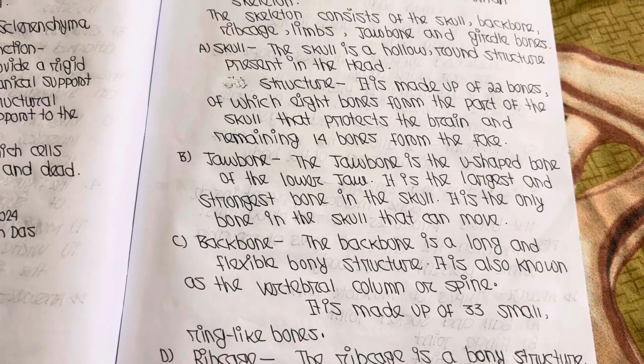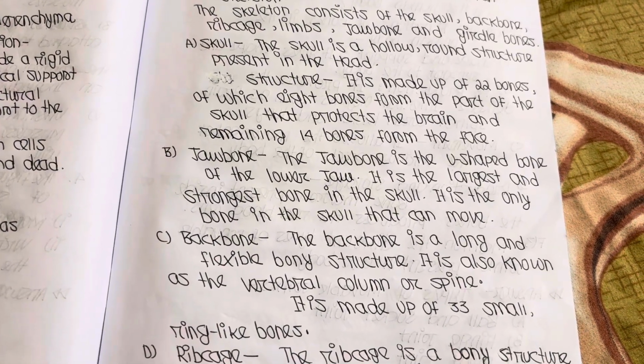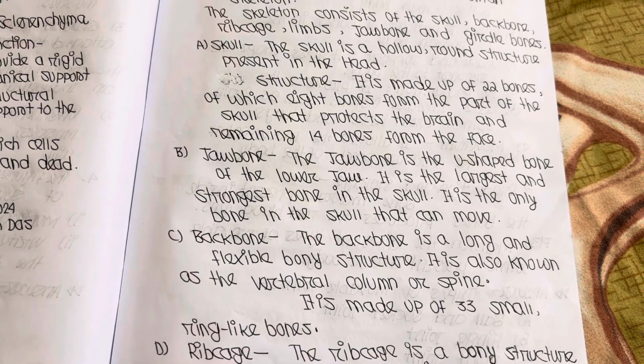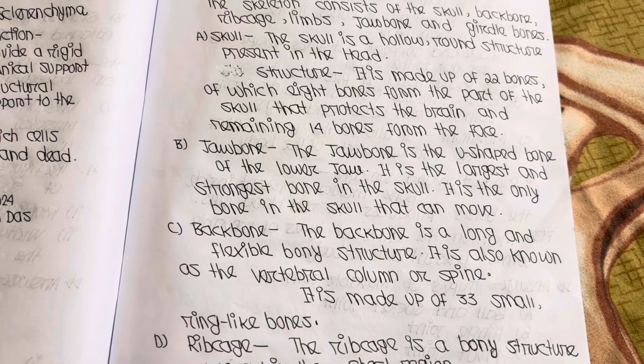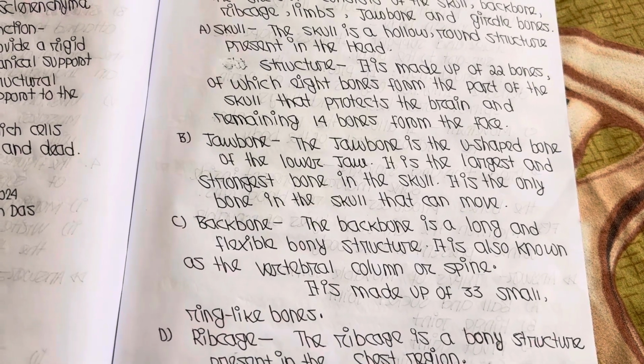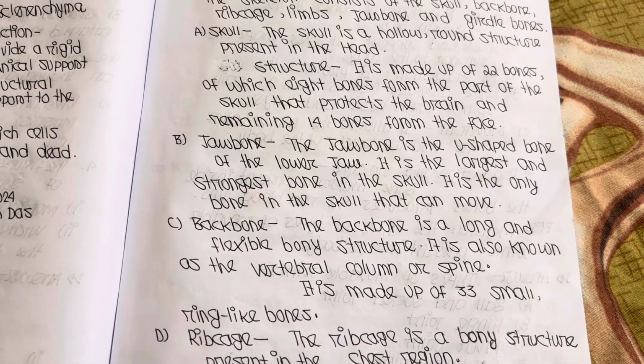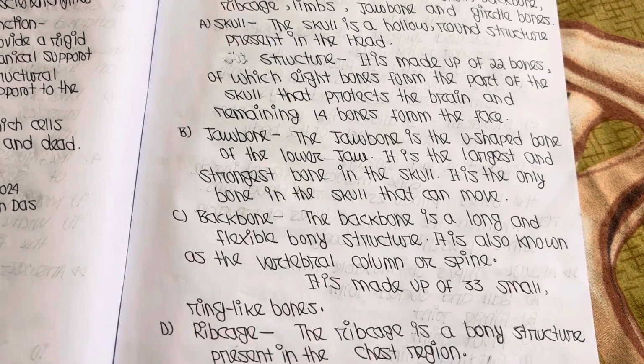Number B. Jawbone. The jawbone is the U-shaped bone of the lower jaw. It is the largest and strongest bone in the skull. It is the only bone in the skull that can move.